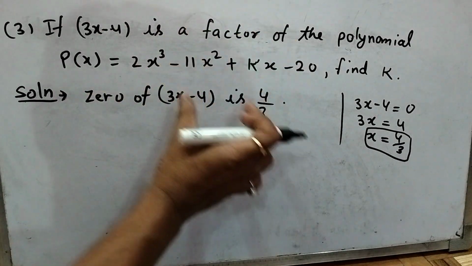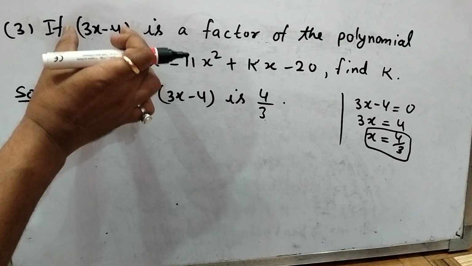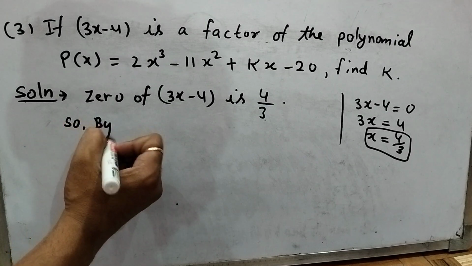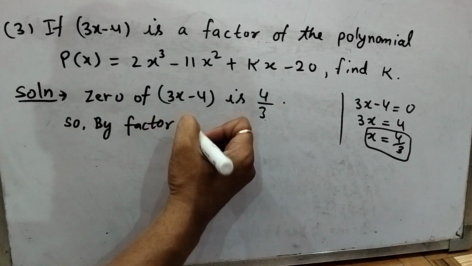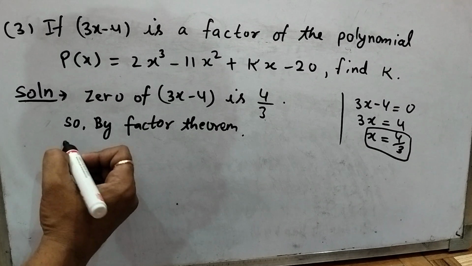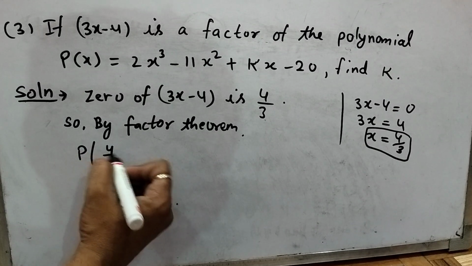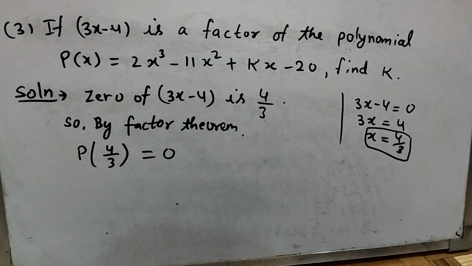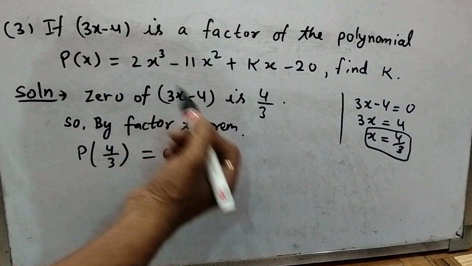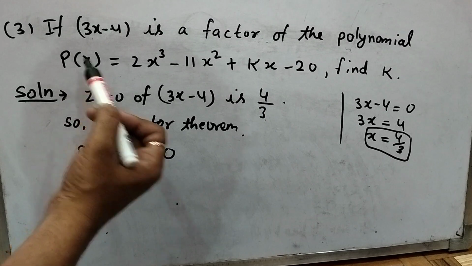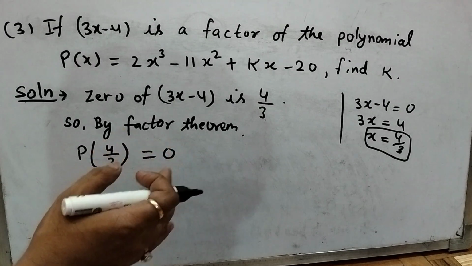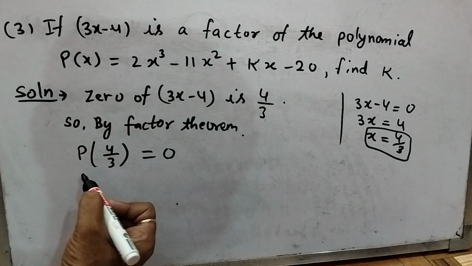Now, since this linear polynomial is a factor of the given cubic polynomial, by factor theorem we can say that P of 4 by 3 is equal to 0. Since 3x minus 4 is a factor of the given polynomial, P of 4 by 3 will become 0. We always get remainder 0 here, which means that it is a factor.